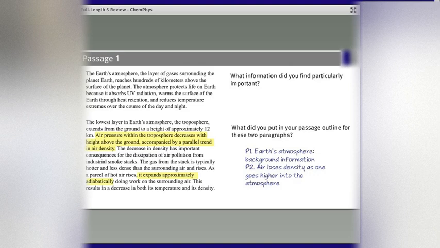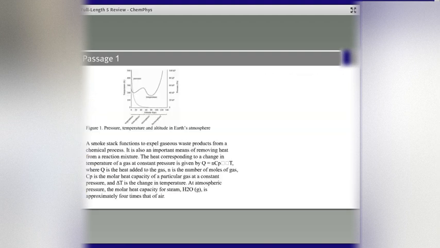Now, what it does tell you is the pressure, the temperature, and the altitude in the Earth's atmosphere. But now it starts to get into a little bit more detail. So what would I put in my passage outline for this figure in this paragraph? Probably just the relationships between temperature, pressure, and altitude. But I'm not going to write down much more than that, because what I really want to make sure is that I'm pulling relevant information in the passage that's going to help me answer more questions correctly.